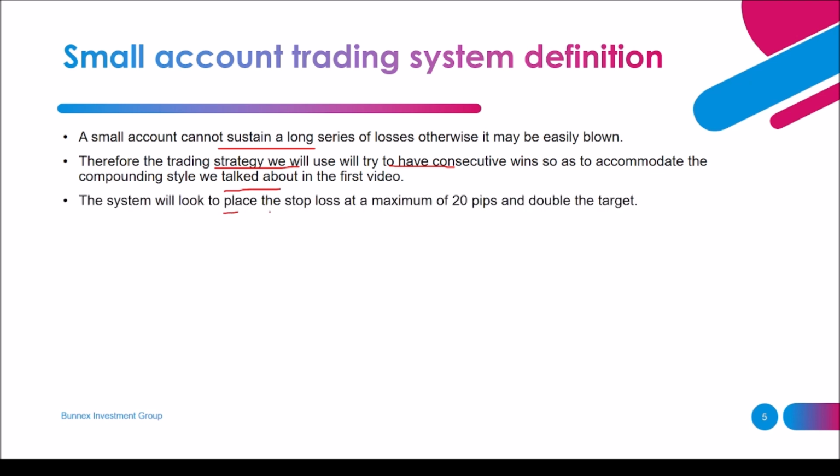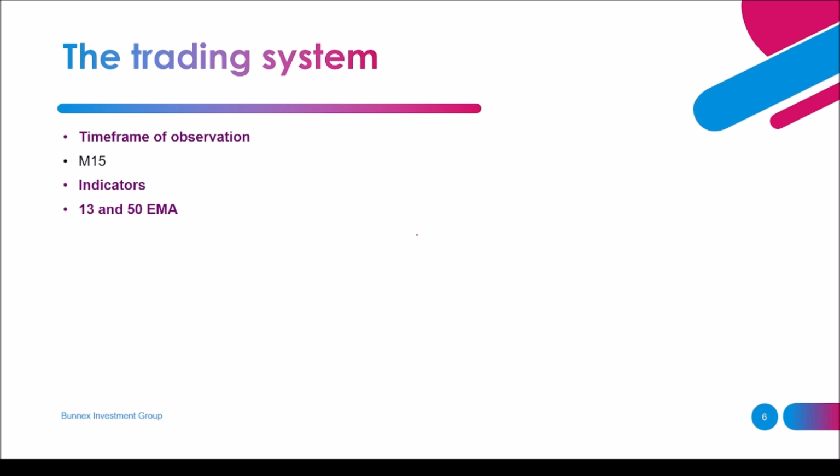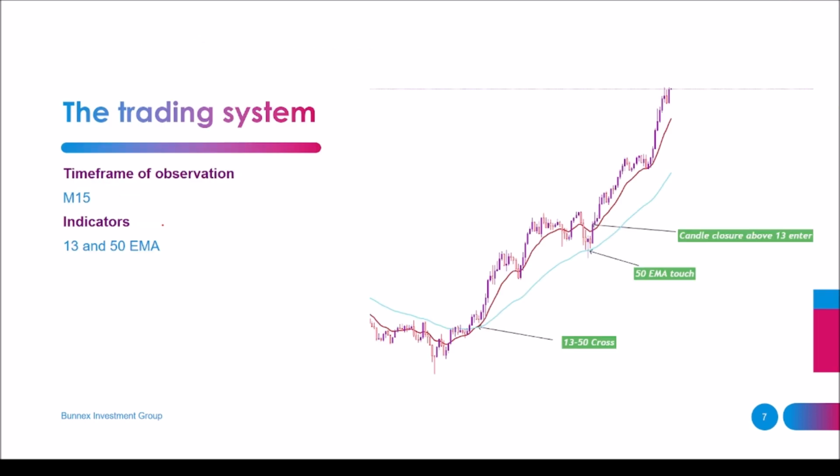So the system will look to place the stop loss at a maximum of 20 pips and double the target. And basing on backtesting data, the system may have 2 losses in a row at some point, since the market is uncertain and several conditions may put in different factors to increase this figure. So basically, our time frame of observation is going to be the M15 time frame, and the indicators that we'll be using are the 13 and the 50 EMA. Let's see how they are put on the charts.